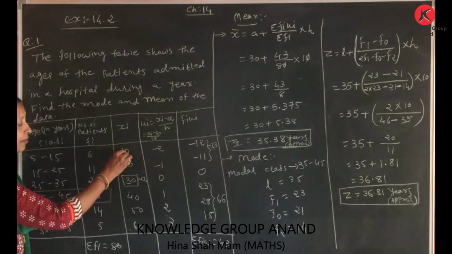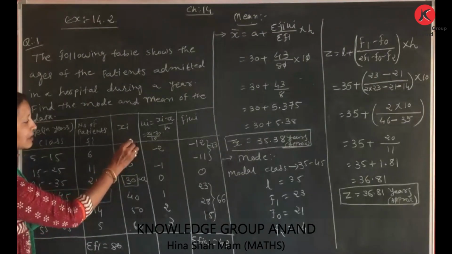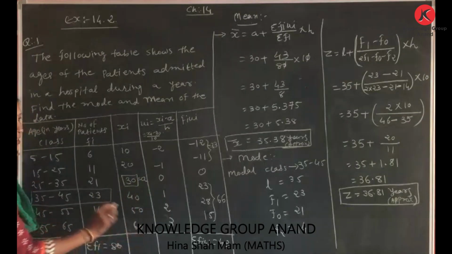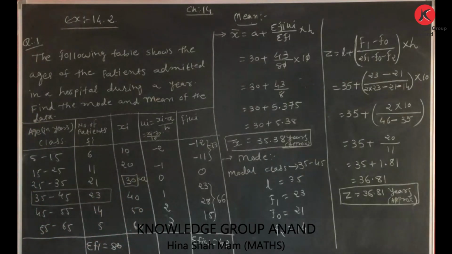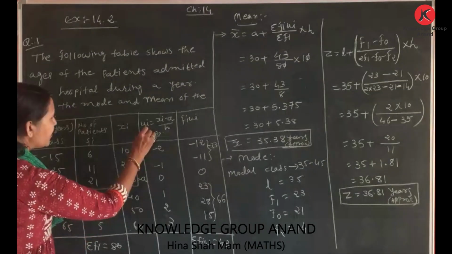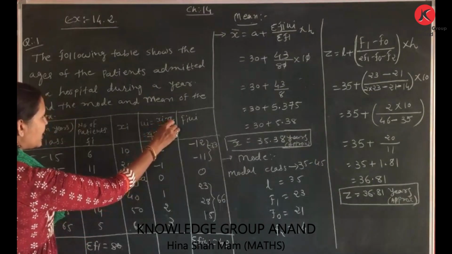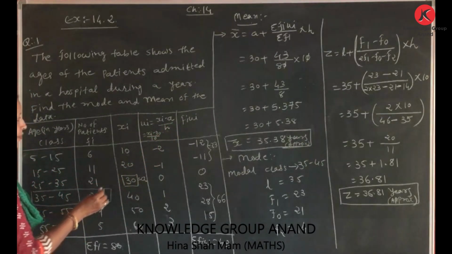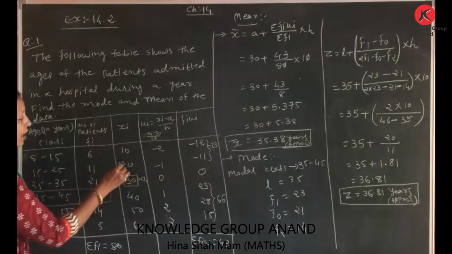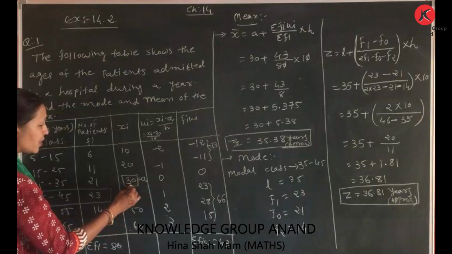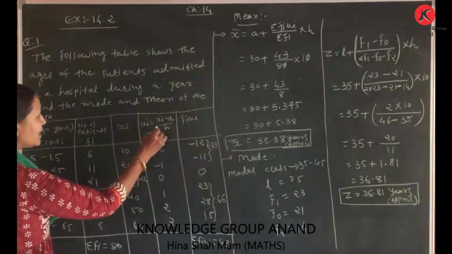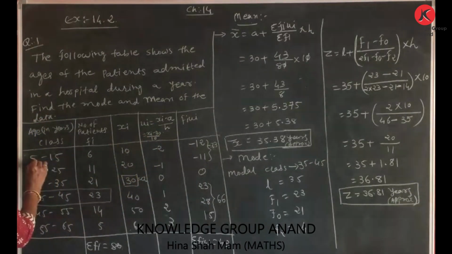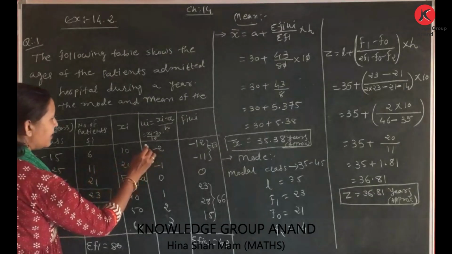Therefore, first xi, that means class marks: 10, then 10 plus 10 is 20, 30, 40, 50 and 60. Now, we prepare the column ui. ui is equal to xi minus a upon h. Here we choose a from xi. We choose a is equal to 30. Therefore, ui is equal to xi minus 30 upon h. h is equal to the class size, 5 to 15, then 10.